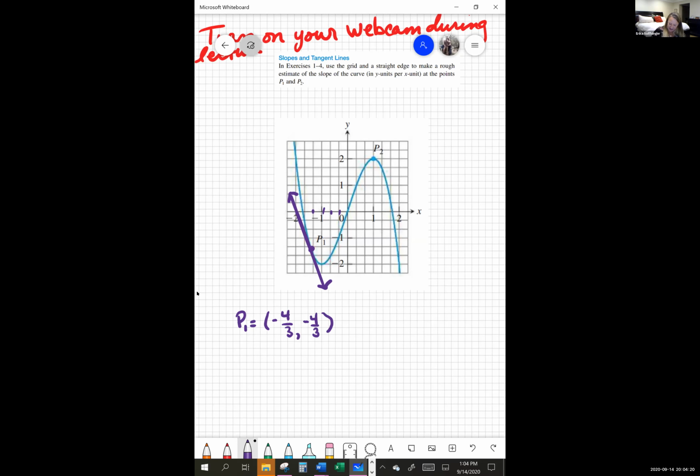But let's look at the rate of change between two points on here that we can actually see. If I look at this point right here, when x is negative 2, my y value is 0. And then let's look at another point that it looks like the line is crossing. What about right here? Let me get rid of that one. How about right here?